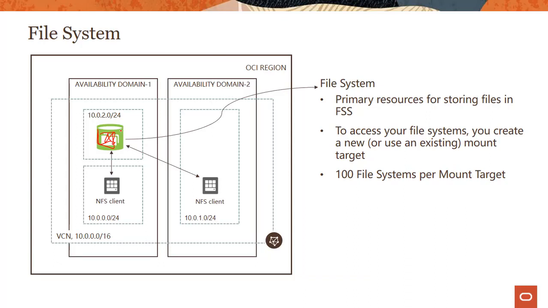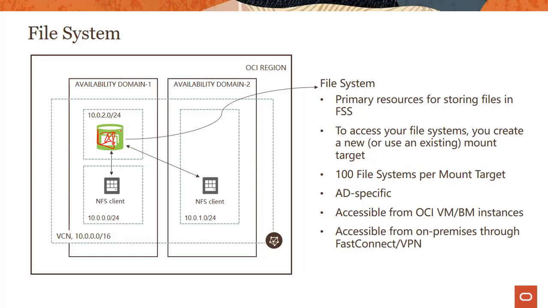As we said in the beginning, you can create up to 100 file systems per mount target. It's AD specific, seems pretty reasonable. And then you can access the file system through any of the instances, whether it's virtual machines, bare metal, doesn't matter, or you can access from on-prem through FastConnect or VPN as well, right?